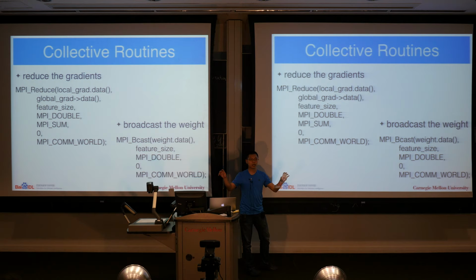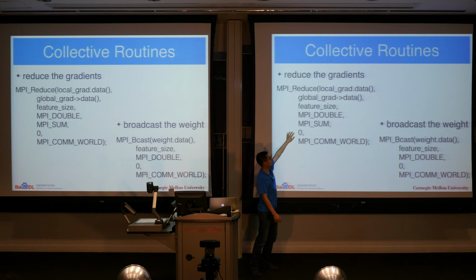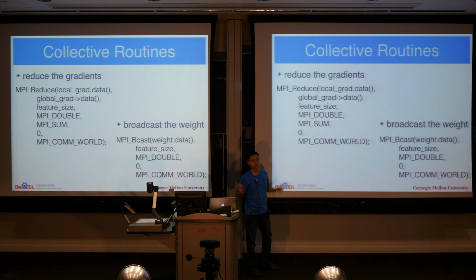Next, you tell me what the type is, and how you aggregate these things. You do summation over here, and you communicate over all the active processes you have. So after this function, the rank 0 machine will have aggregated the global gradient over all these machines. Okay? After you get that, you can update your model.